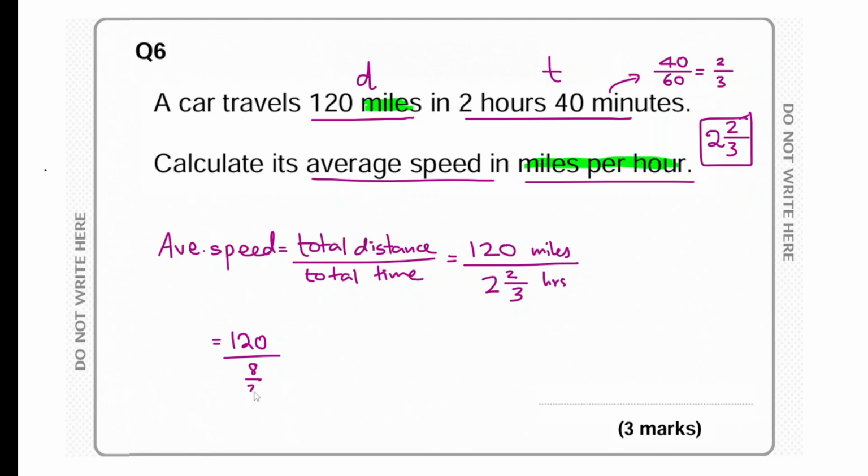Now I can use KFC, or keep flip change. So 120, instead of dividing it by 8/3, I'm going to multiply it by 3/8. Now, 120 divided by 8 is 15. 15 times 3, the answer is 45. So the final answer is 45 miles per hour.